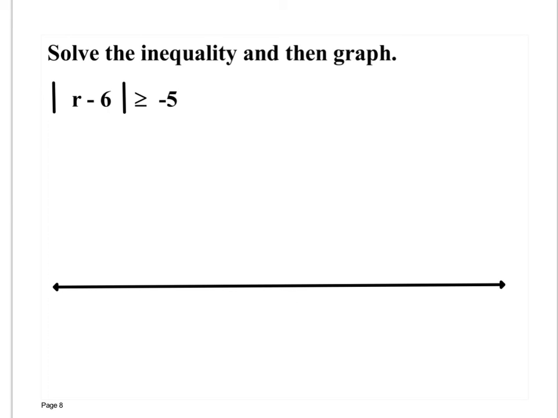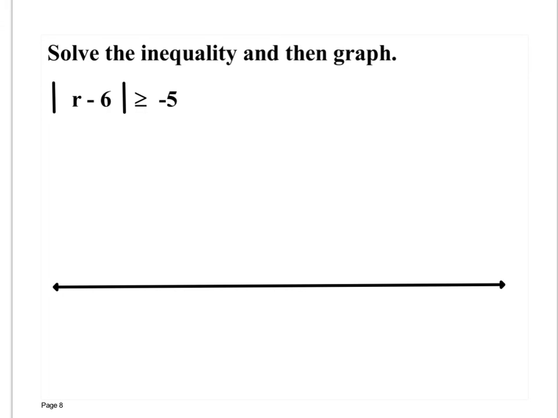All right, write this one down. It says solve the inequality and then graph. It has r: the absolute value of r minus 6 is greater than or equal to -5. Now before, on the special solution earlier where we had less than a negative, I said that's not possible, right? And that's why it was the empty set. Because can you have a distance that's negative? No. However, can you have a distance that's positive?